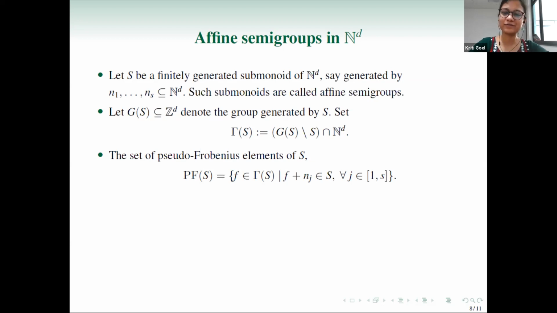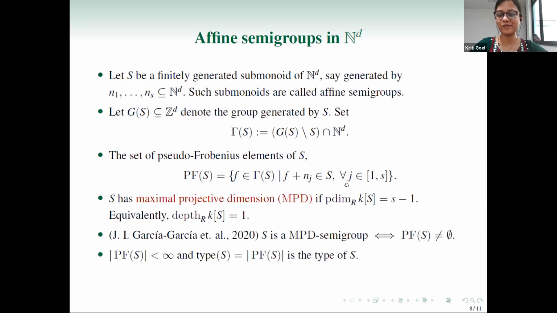So over here, what we do is we look for the complement of the semigroup inside its group. So let G(S) inside Z^D denote the group generated by this affine semigroup. By gamma S, which we call the gap set, we mean the complement of S in G(S), and then we are only restricting ourselves to N^D. And then in this particular gap space, or the negative space, we can now have a parallel definition for pseudo-Frobenius elements. These are again the elements from the gap set satisfying the property that F plus nj is an element of S for every j.